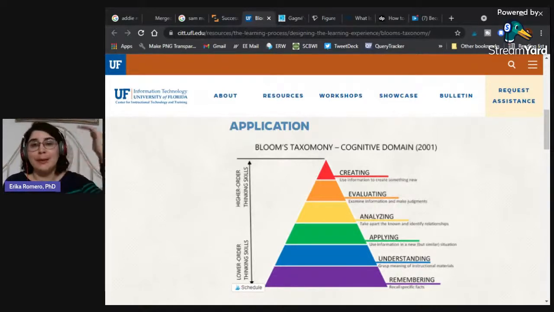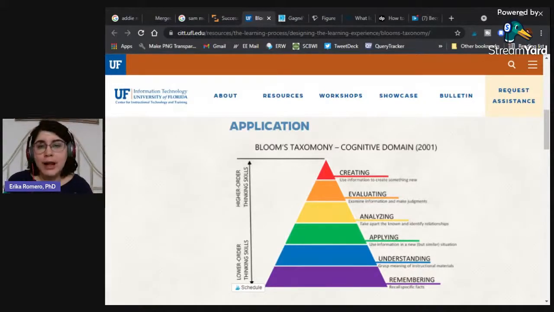And so you can move up to applying. Okay, give me an example of how metafiction applies to this book we just read, right? Give me an example of how characterization applies to this particular novel or short story. And so that's the next level there: you remember what the definition is of this term, you understand what it means, and you can apply it to a situation. And then you keep on going.